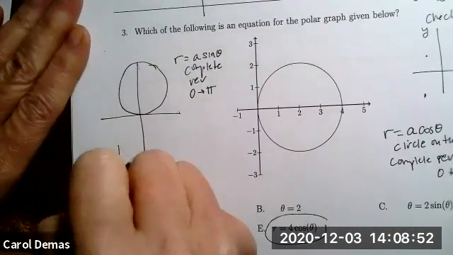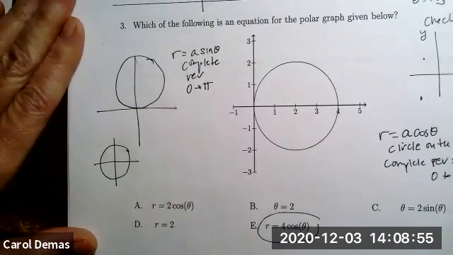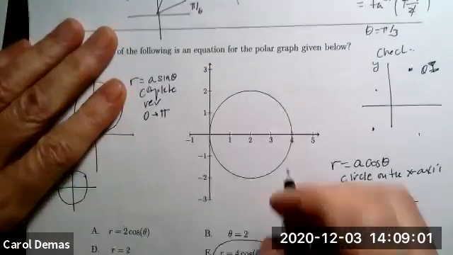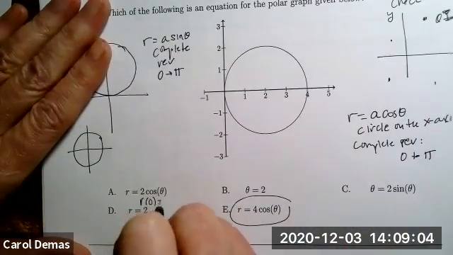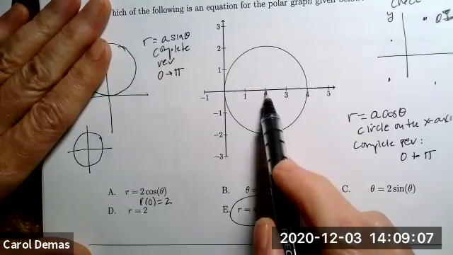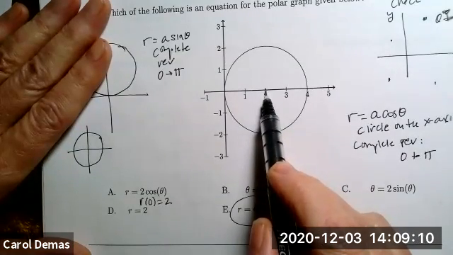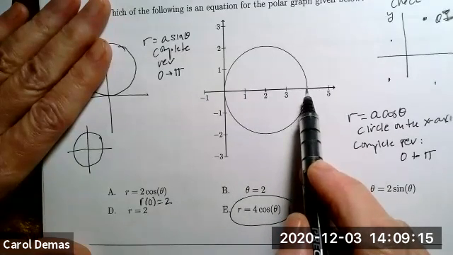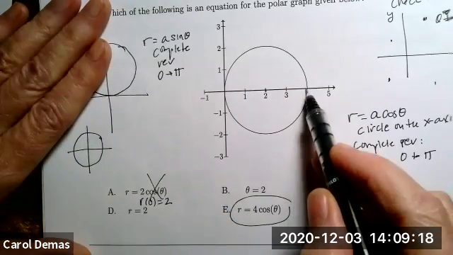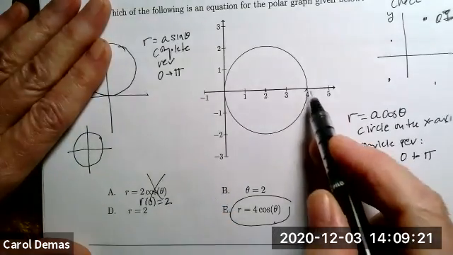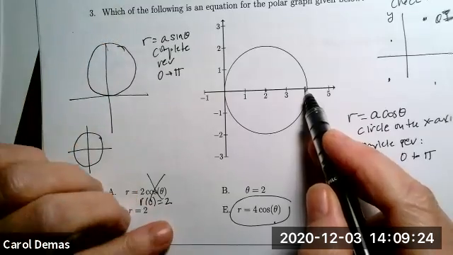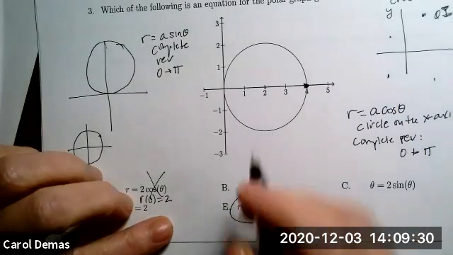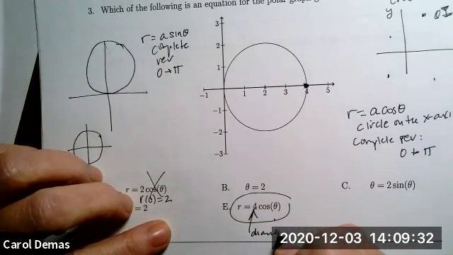Okay, what about this one? Why not 2 cosine theta? If r is 2 cosine theta, r of 0 is 2. Is the point 2, 0 on the circle? It's not on the circle. This is on the circle. It can't be this because the point 4, 0 is on the circle. This one gives you a point on the circle. You see that? Just evaluate at theta equals 0 and that gives you this point, which is on the circle. Yeah, this is the diameter.